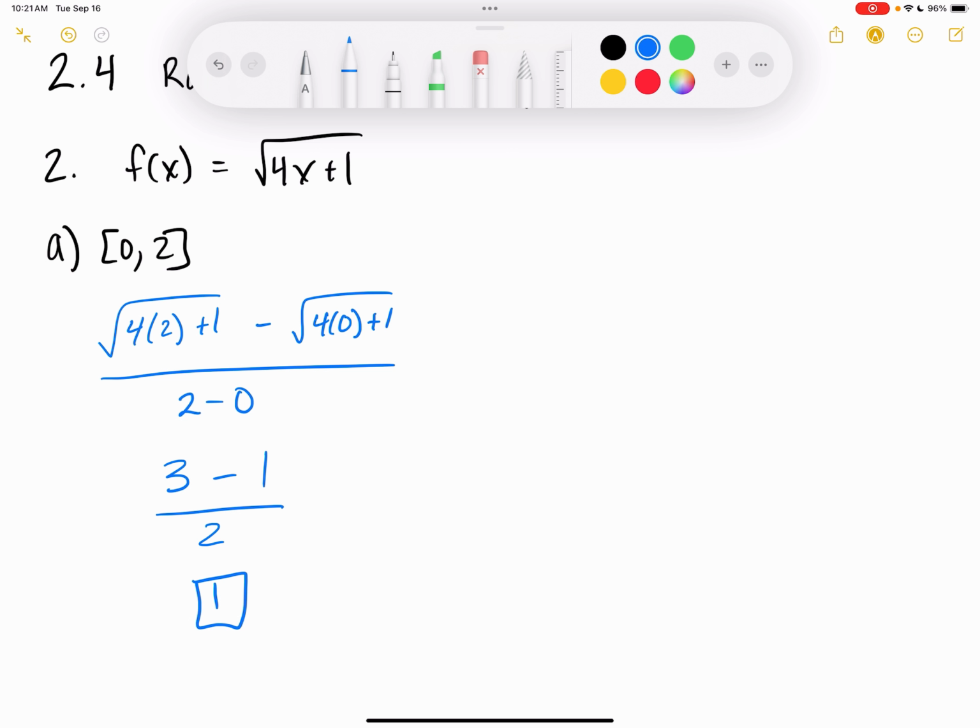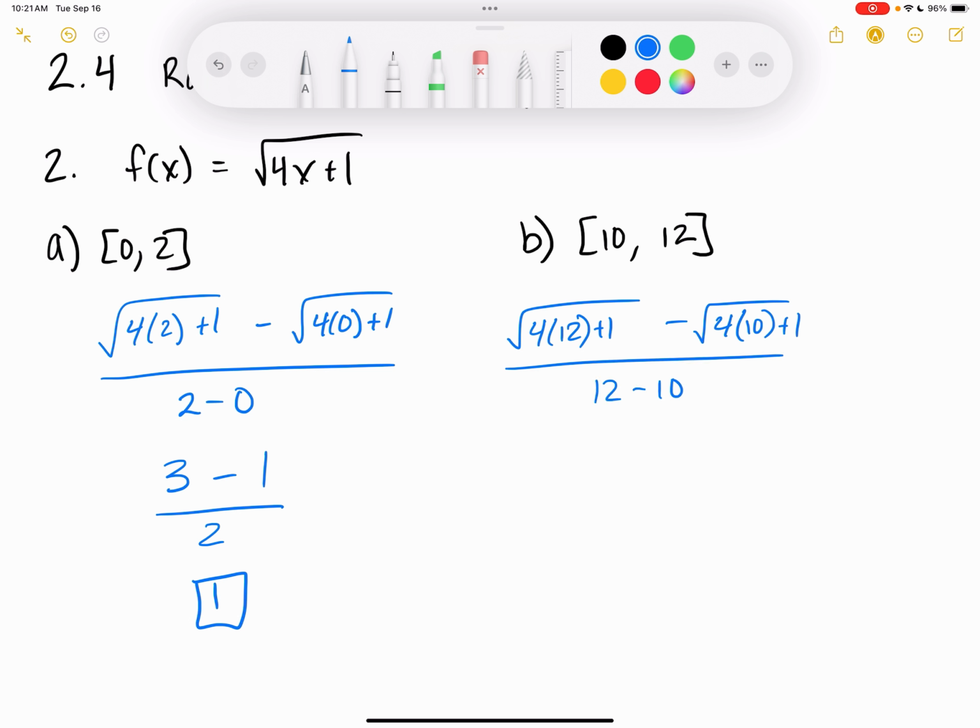The second interval they give us is from 10 to 12. So obviously still a gap of 2 here, between 0 and 2 and then 10 to 12. But in most cases, you won't get the same value. So we're just doing the same thing but with these numbers. This is the square root of 4 times 12 plus 1 minus the square root of 4 times 10 plus 1, all over 12 minus 10.